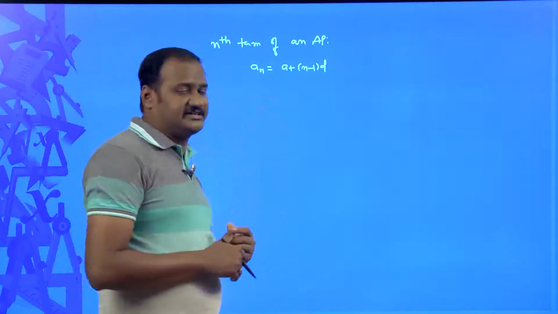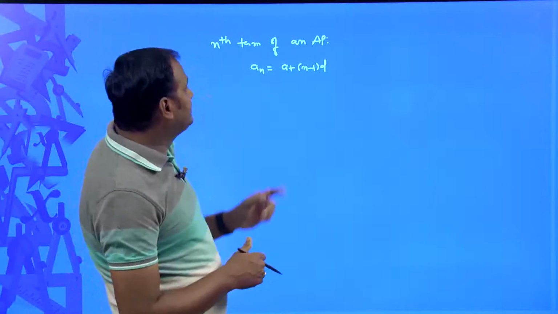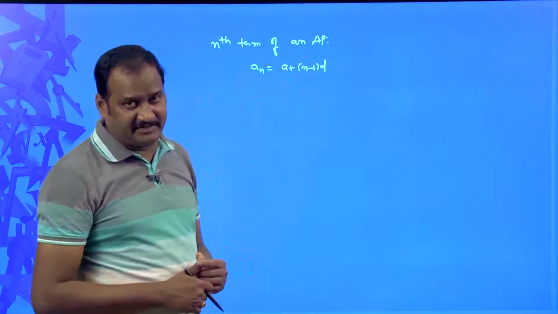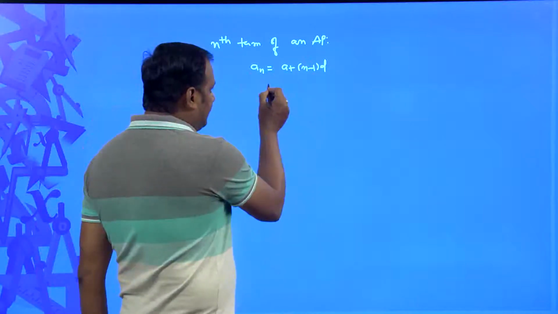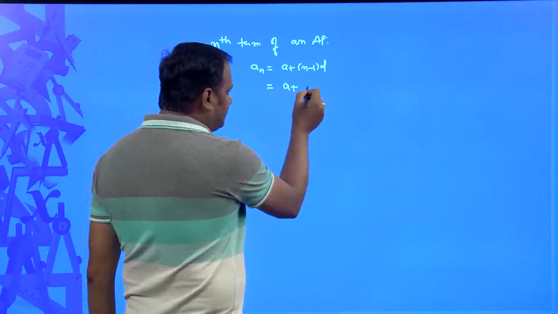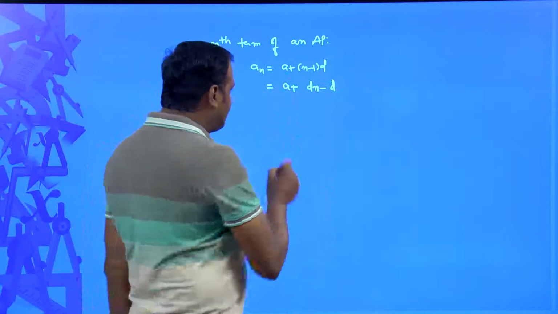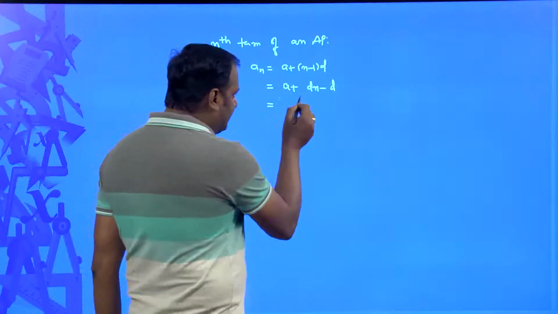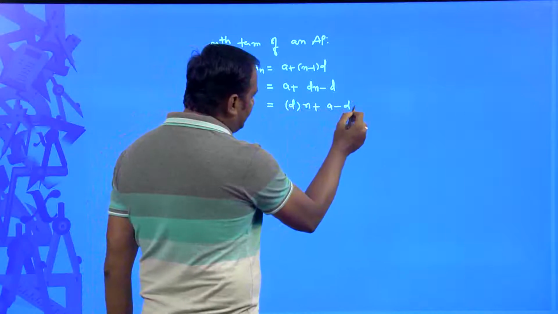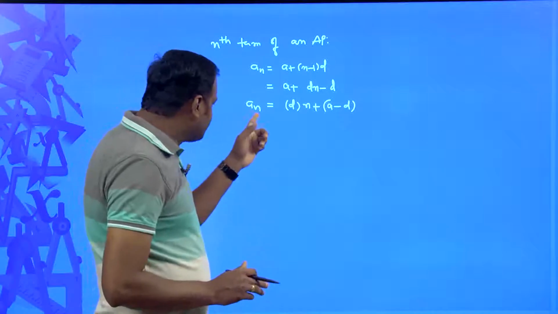For that you need to understand the definition. According to the definition, a_n = a + (n - 1)d is the formula for the nth term of an arithmetic progression. If you observe this clearly and I expand it, it is a + nd - d. Writing the n term first, it is d times n plus (a - d). This is the nth term of an arithmetic progression.